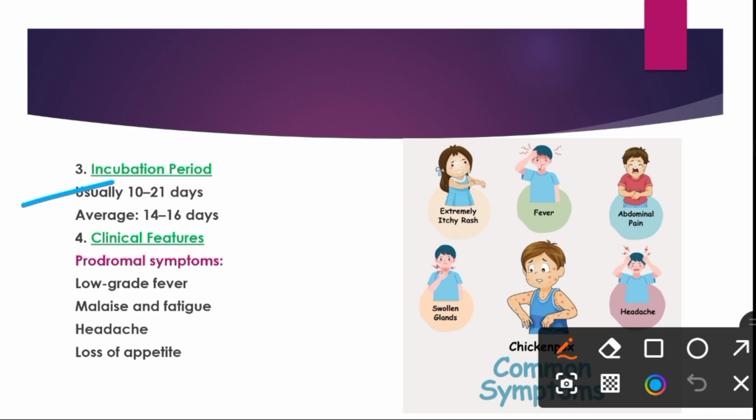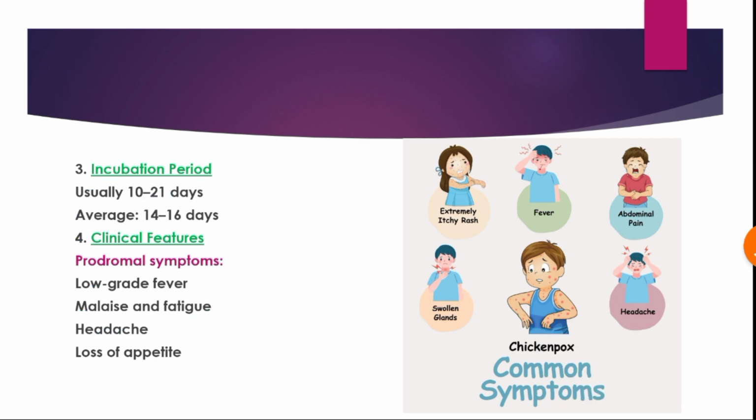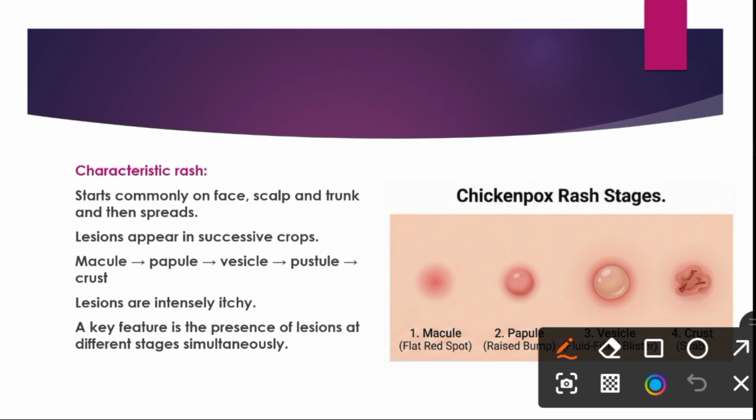Chickenpox has an incubation period of 10 to 12 days, and on average, the incubation period is around 14 to 16 days. Next is the clinical picture of a patient having chickenpox. Initially, we have the prodromal symptoms, in which the patient has low-grade fever, malaise, fatigue, headache, and loss of appetite. The signs include rashes that appear in different forms all over the body. The clinical features include extremely itchy rash, low-grade fever, abdominal pain, swollen glands, headache and fatigue.